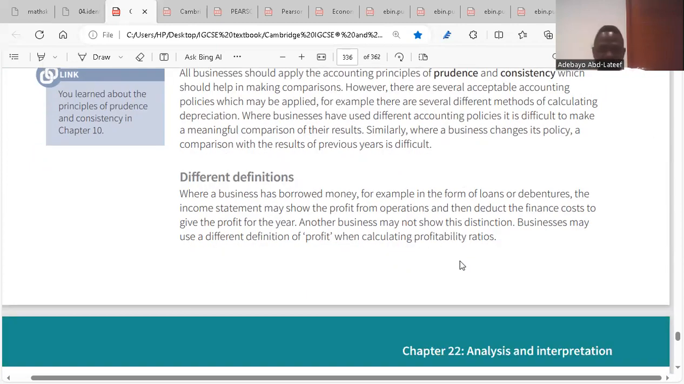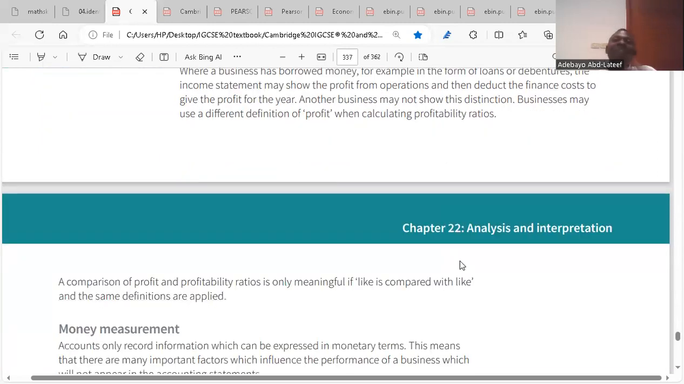Different definitions. Where a business has borrowed money, for example in the form of loans or debentures, the income statement may show the profit from operations and then deduct the finance costs to give the profit for the year. Another business may not show this distinction. Businesses may use a different definition of profit when calculating profitability ratios, so a comparison of profit and profitability ratios is only meaningful if like is compared with like and the same definitions are applied.